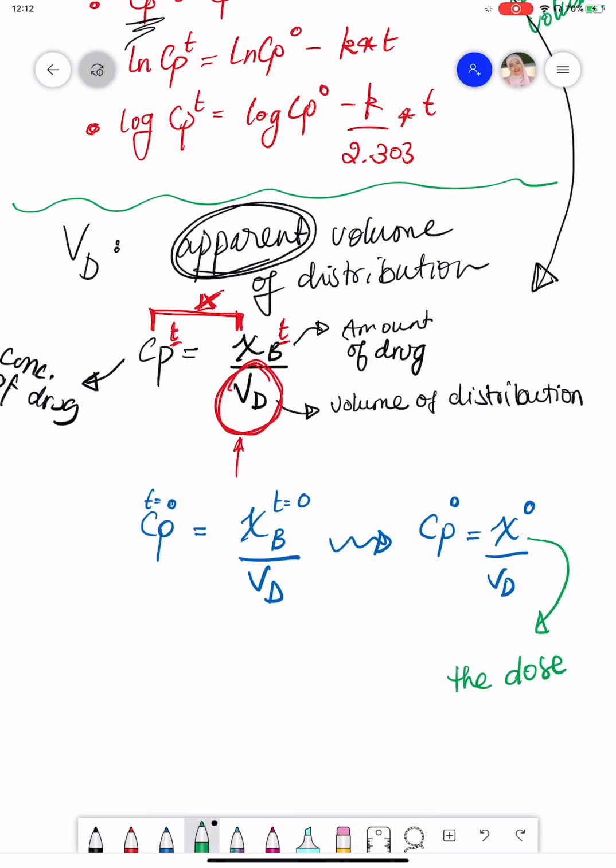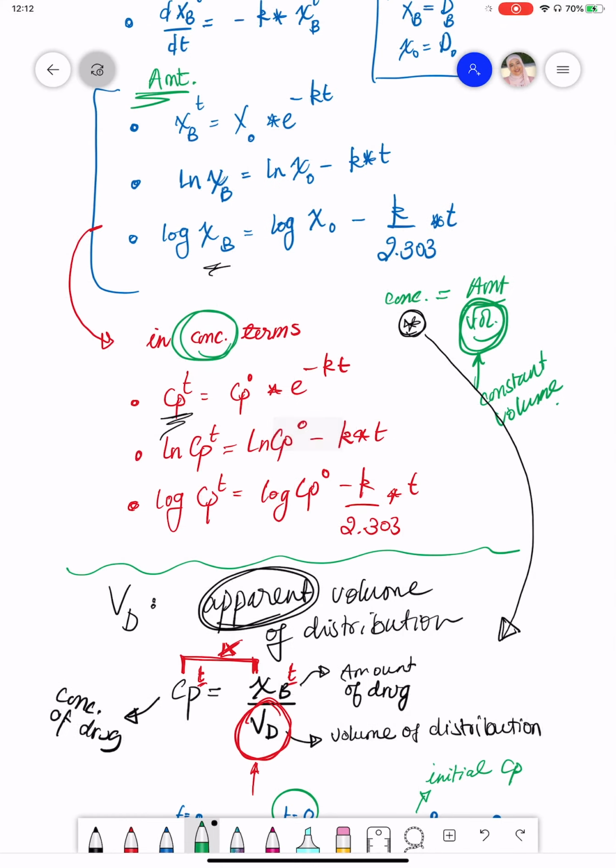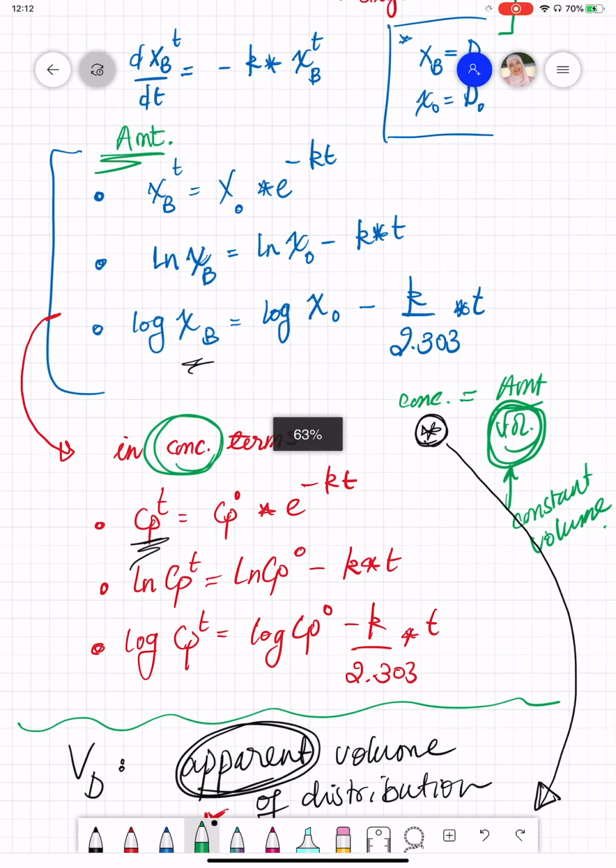Okay, again, this is your initial measured concentration, or what we have at time equals 0. This is the dose or the initial amount of the drug in the body, and this is the apparent volume of distribution.